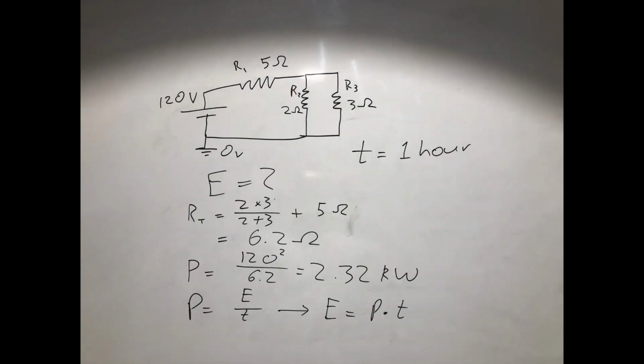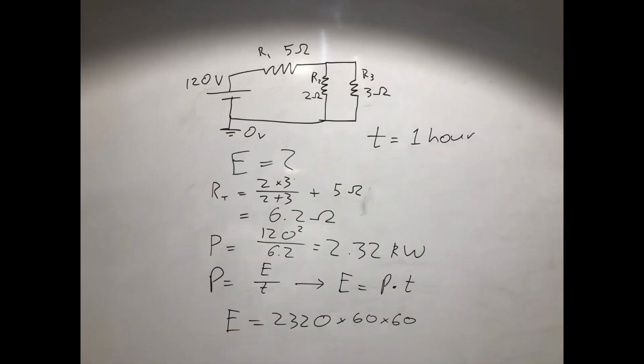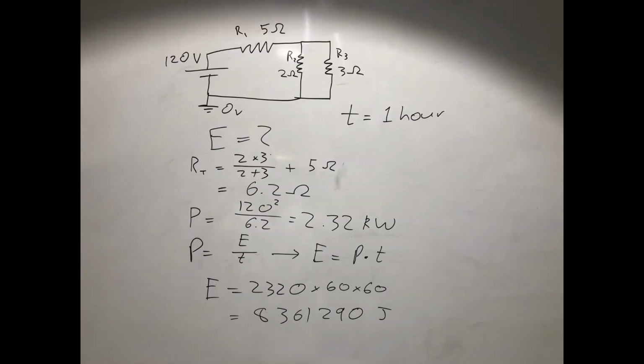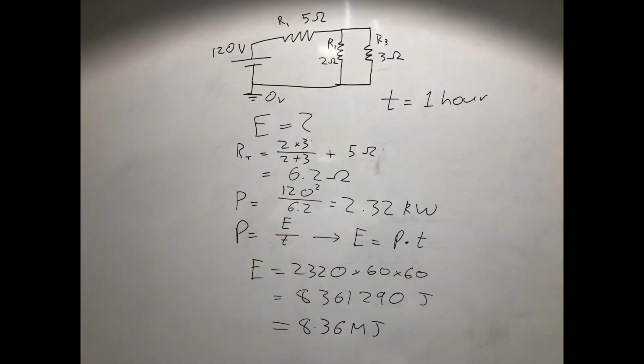Finally, we know that power equals energy over time, or energy equals power multiplied by time. Now our time period is 3,600 seconds and our power is 2,320 watts. So in total we get an energy of 8.36 million joules, or 8.36 megajoules.